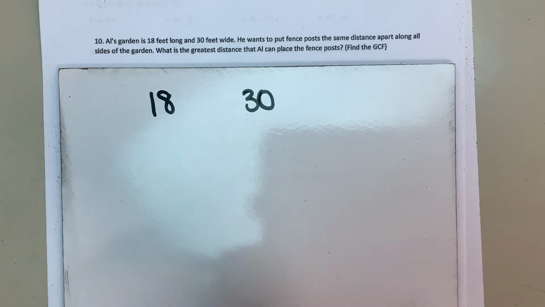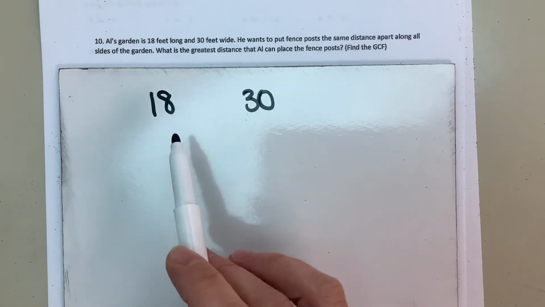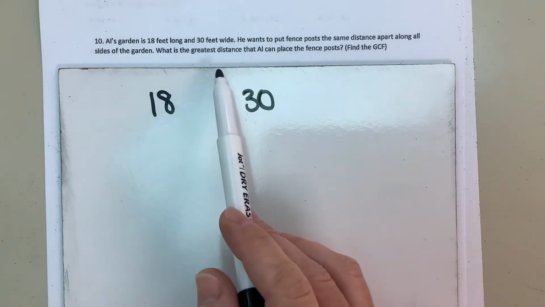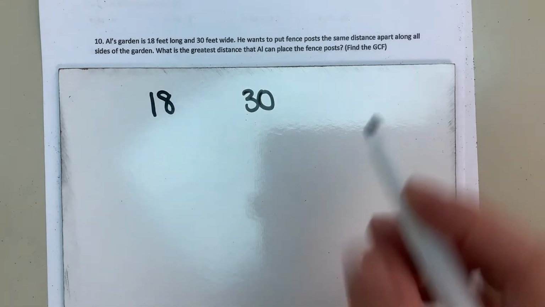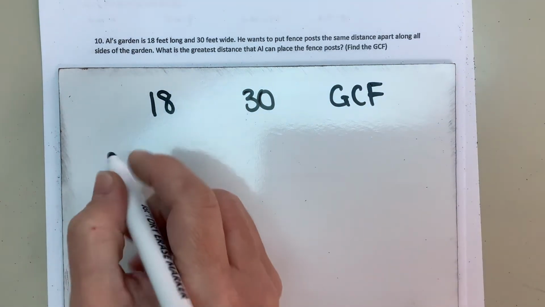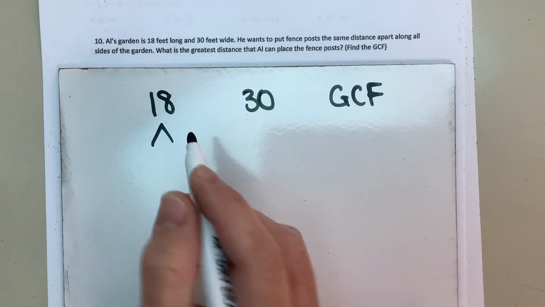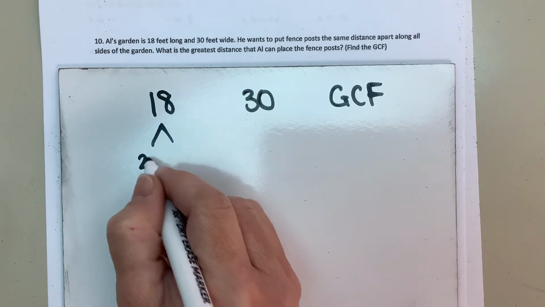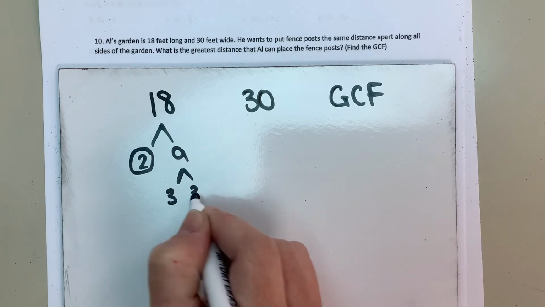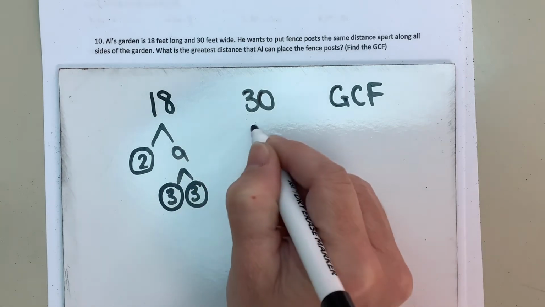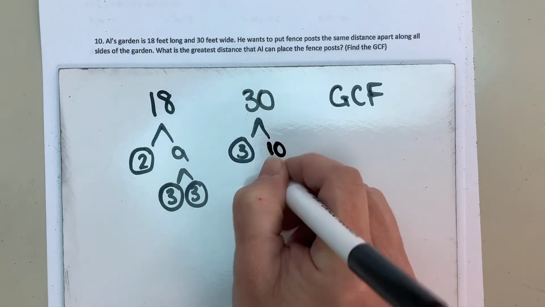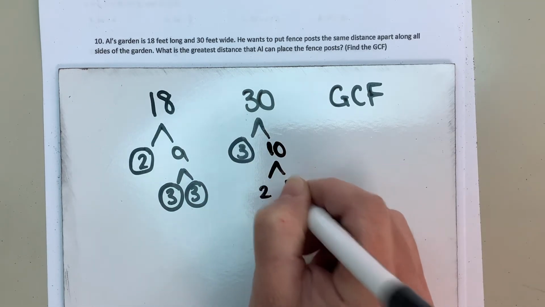Okay, so we're going to break this into equal numbers. So we need to know what's the distance he's going to put these at. That is going to be your greatest common factor. So when you find your factors of 18, again, you can do whatever. 2 times 9 would work, and then 3 times 3, okay? And then 30 is 3 and 10, and then 2 and 5.